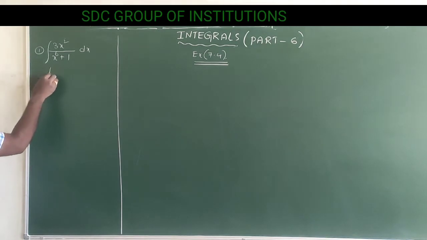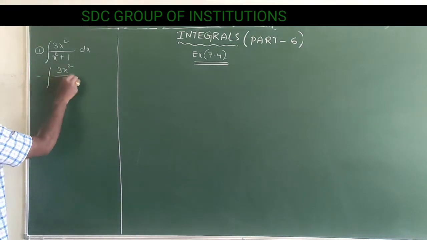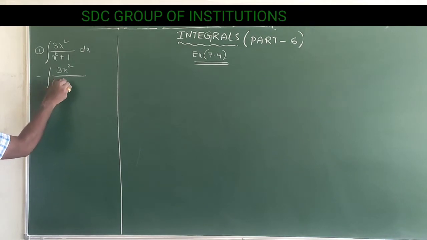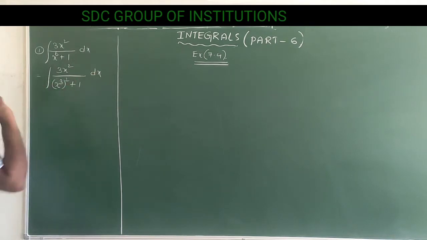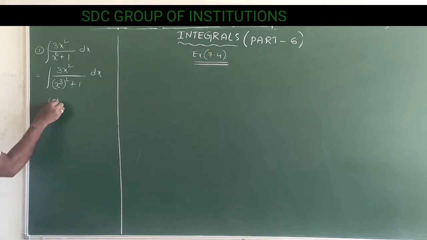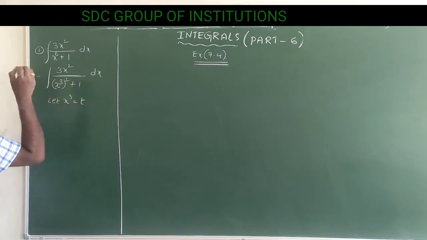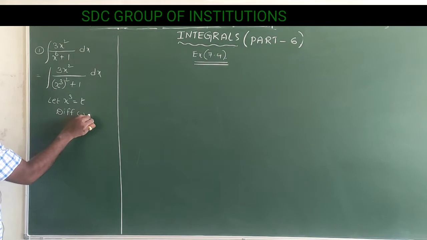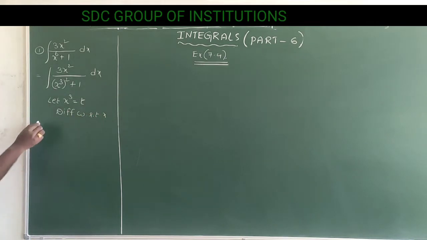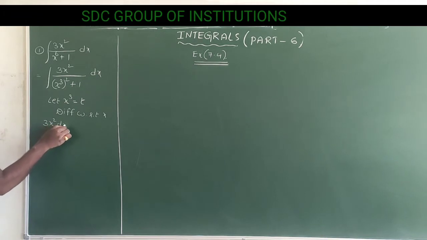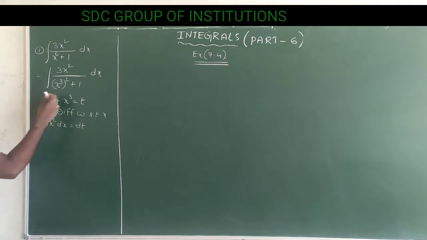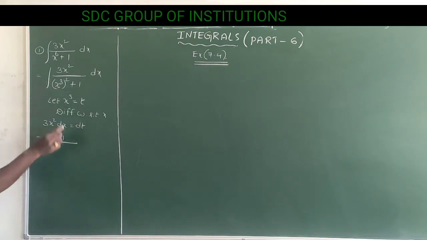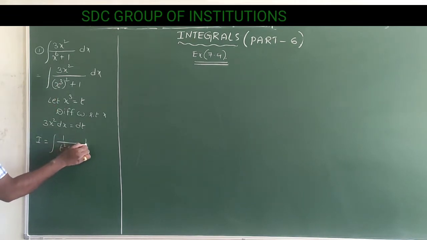Okay. This can be written as 3x square by x power 6, which can be written as x cube whole square, plus 1 dx. Let x cube is equal to t. Substitution method. Differentiate with respect to x. X cube derivative, 3x square dx is equal to dt. So substitute this value in the question. I equals integral 1 by t square plus 1 dt.